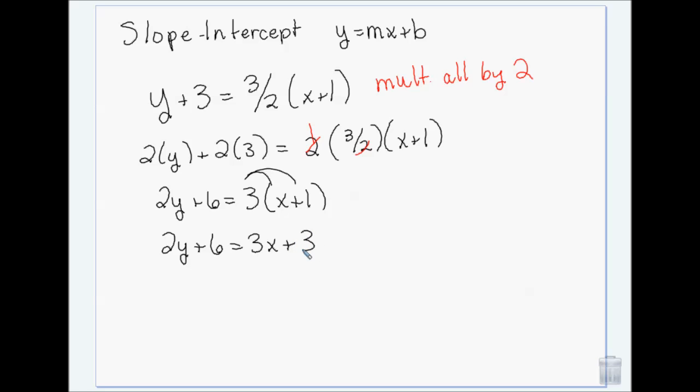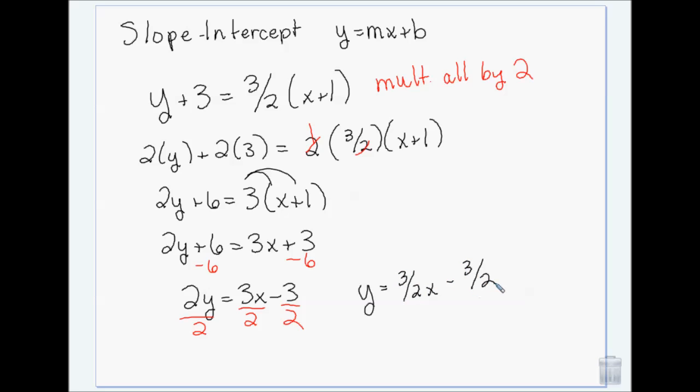Well, I want this to look like y equals mx plus b. So I'm going to subtract 6 from both sides to get the y alone. So that gives me 2y is equal to 3x minus 3. But I don't want 2y, I just want y. So I have to divide by 2. And I have to divide everything by 2. And that gives me y is equal to 3 halves x minus 3 halves. And that's B.